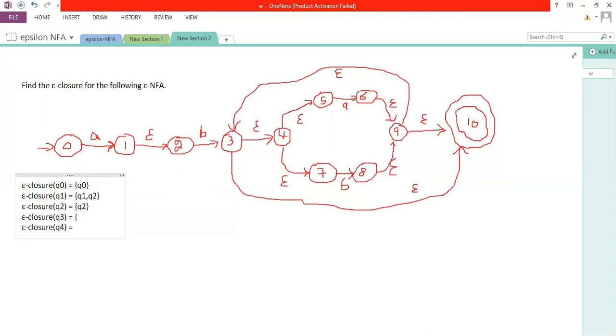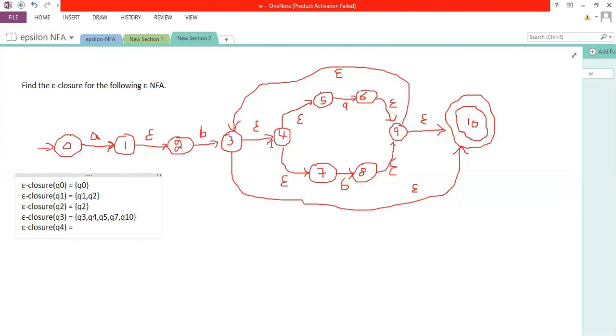Then epsilon closure for Q3 is Q3, Q4. Check out, we can reach from Q3 to Q4. I have made it as Q0, Q1, Q2, but it is 0, 1, 2, 3, 4. That's okay, not an issue. So Q3 with epsilon is Q4. Q4 with epsilon is Q5. Q4 with epsilon is Q7. Then Q3 with epsilon is Q10 also. So you should write all those. So it is Q3, Q4, Q5, Q7, and Q10.